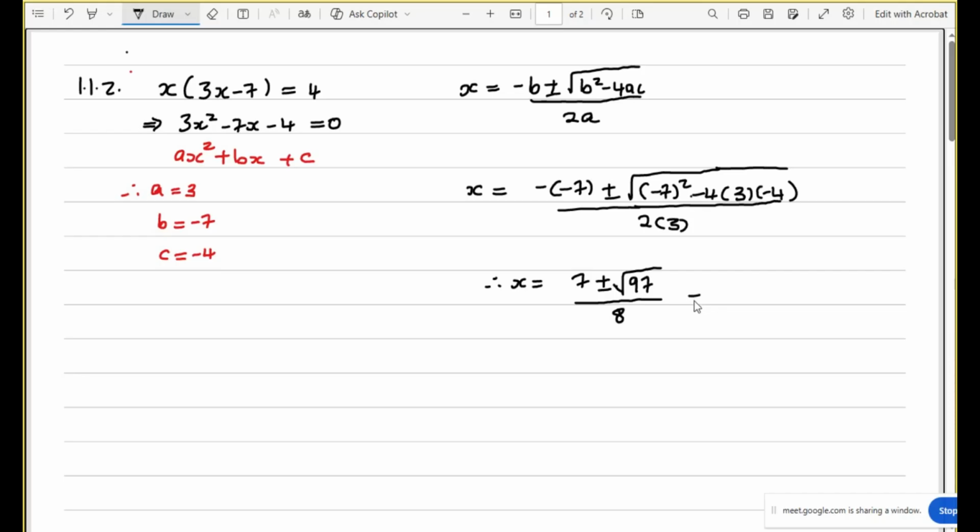Okay, so this tells us that x is equal to 7 plus the root of 97 over 8, or x is equal to 7 minus the root of 97 over 8.